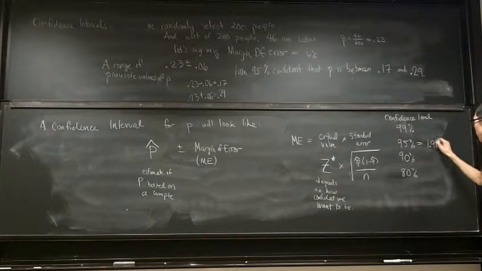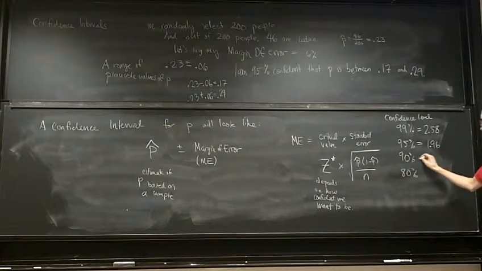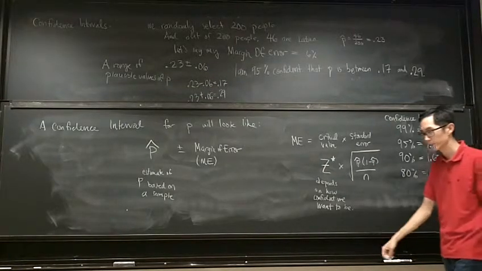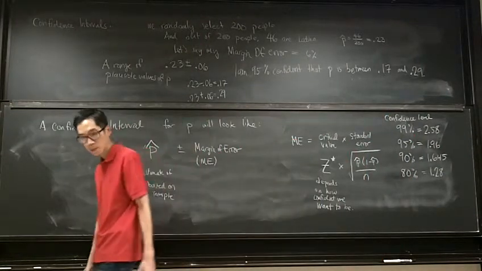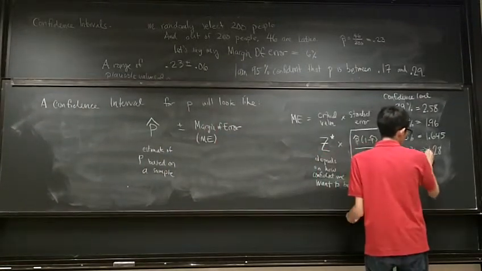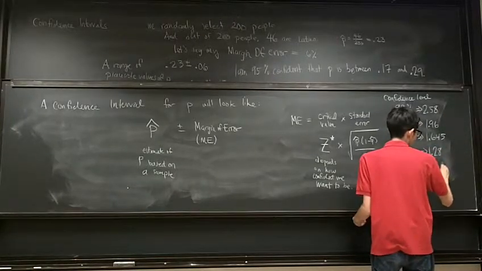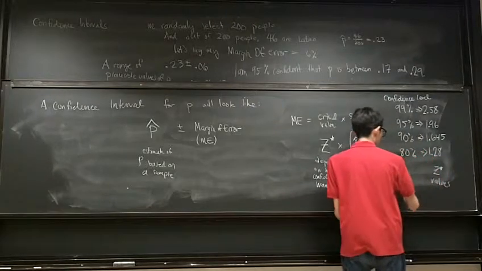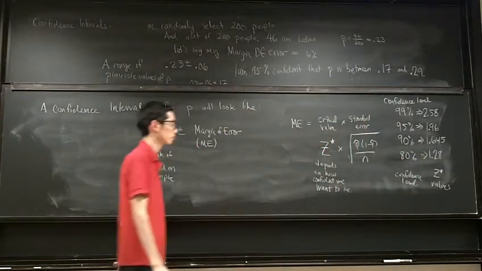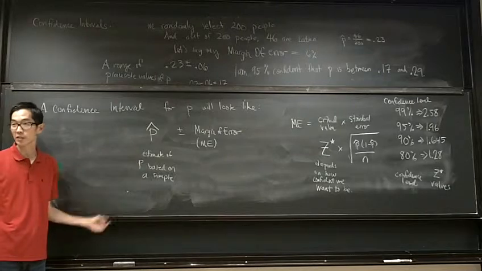95% is going to use the value 1.96. 99%, 2.58. Because we want to be more confident, we make our intervals wider. 90%, 1.645, and 80%, 1.28. These are the values of z star. Okay, actually I should draw a little arrow. That's how you find the margin of error. This is how you make a confidence interval.